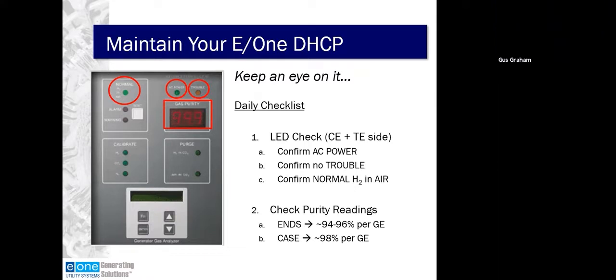We want to check our purity readings. When you're sampling from the ends, GE recommends that purity level will be between 94 and 96%. If while you're monitoring the unit, it's in its case sampling mode, you'll notice that the purity should be up around 98%, as high as 99% on very tight generators.